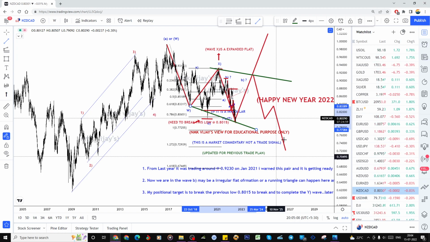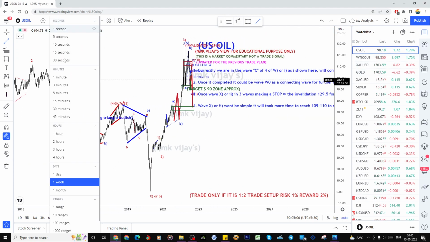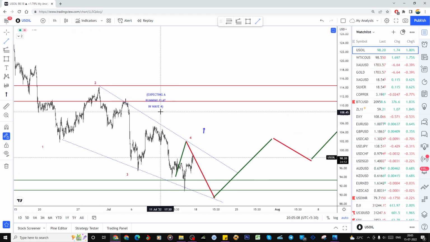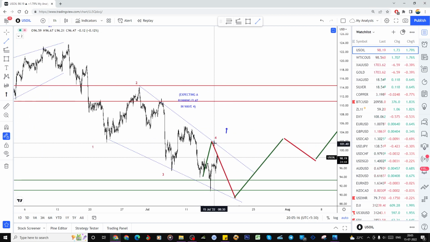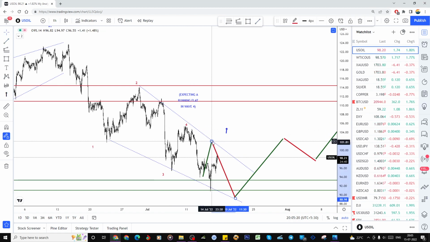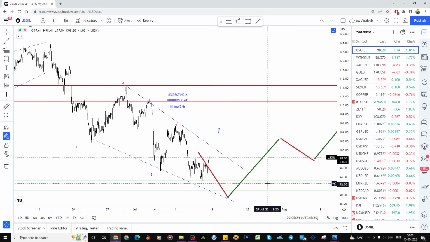So what else? Copper is already dead. So now we can go for the US oil. It's also a beautiful, wonderful trade. But I didn't take it because I was expecting this, looking for this area to sell. But what happened? It has already reached. So that means the 4 is already done here, and the 5th has already reached my target.